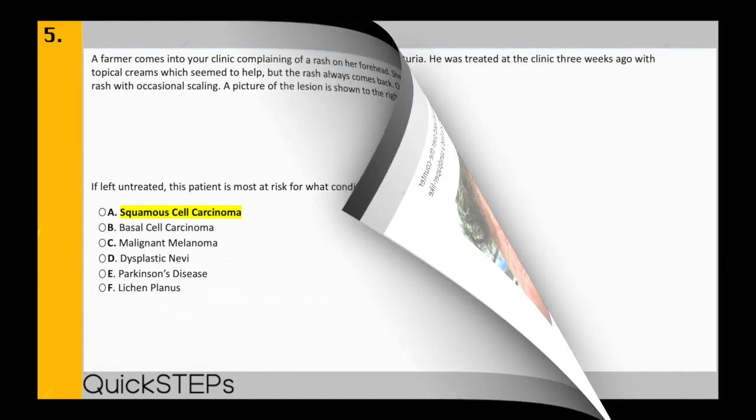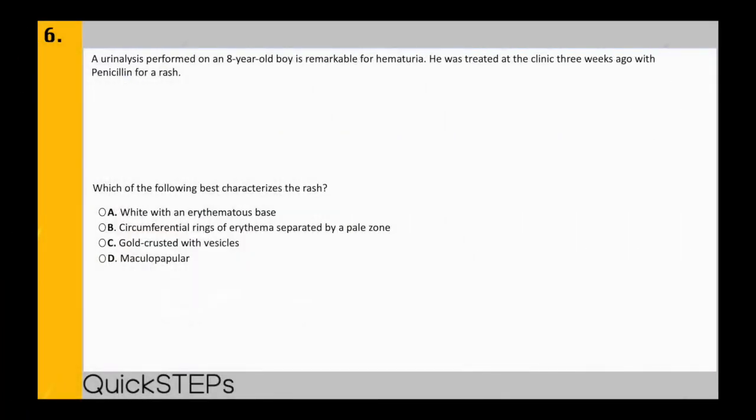So let's move on to the next question. It's very short, it's only 3 sentences, so I want you to read it in full, pick out keywords, and try to confidently arrive at an answer. Okay, hopefully you took a few seconds to do that. The words that we highlighted are on your screen now in bold. Specifically, we highlighted 8-year-old boy, hematuria, and treated 3 weeks ago with penicillin for a rash. The question wants us to describe the rash without seeing it.